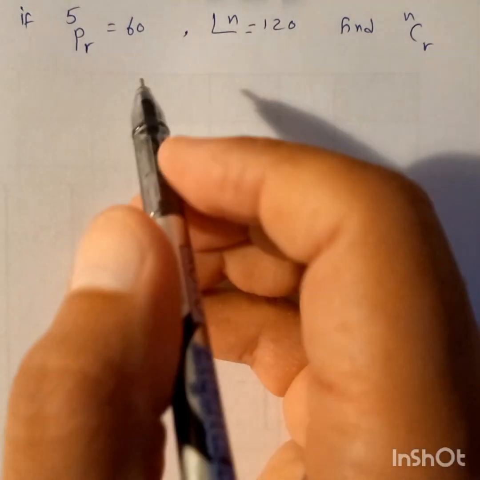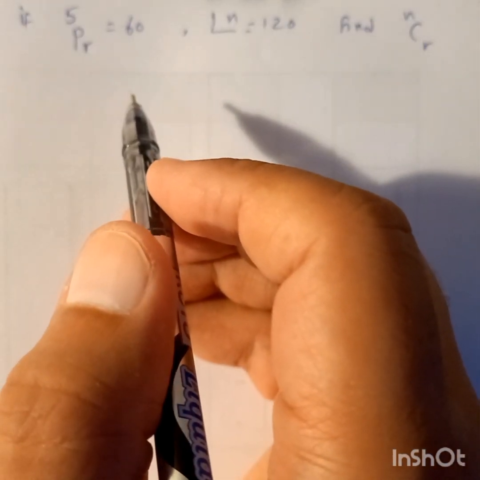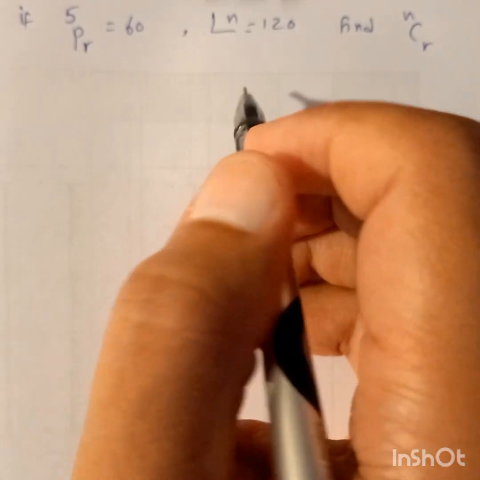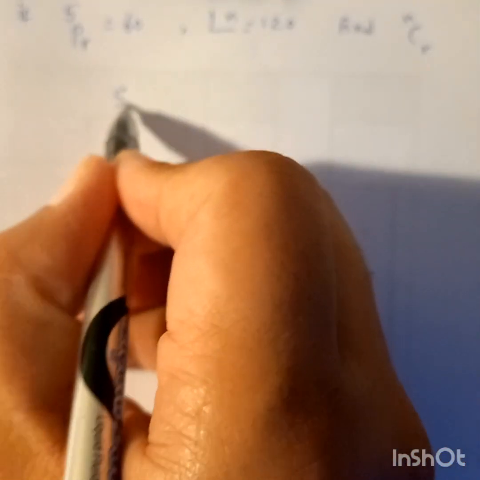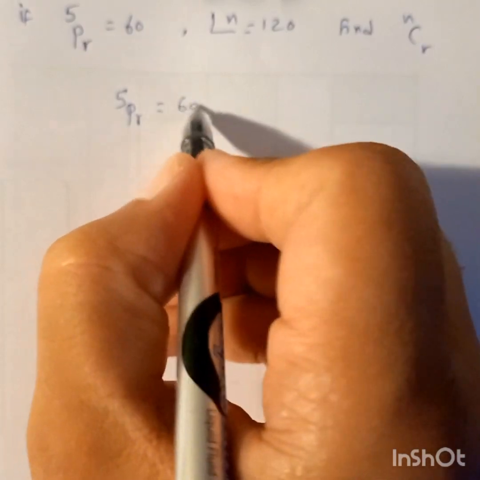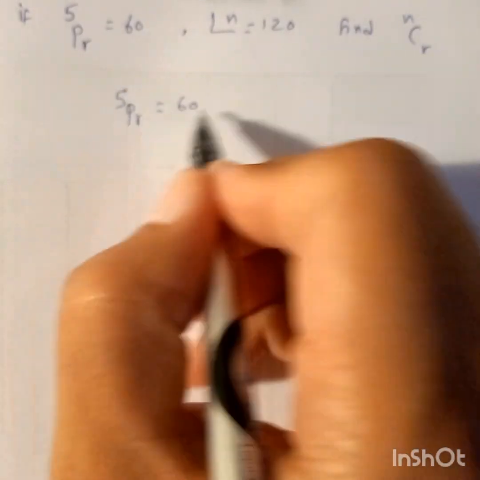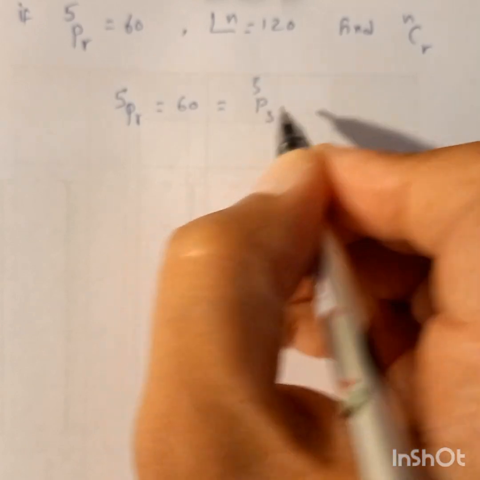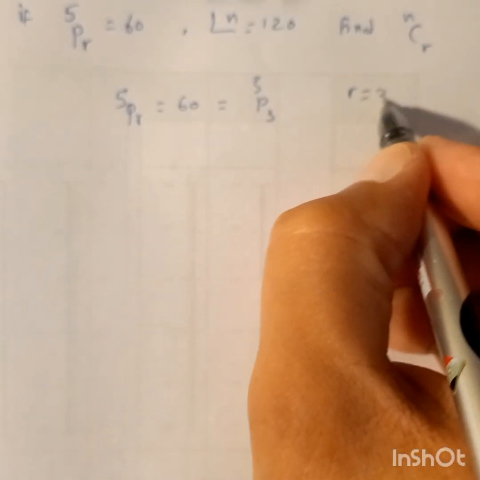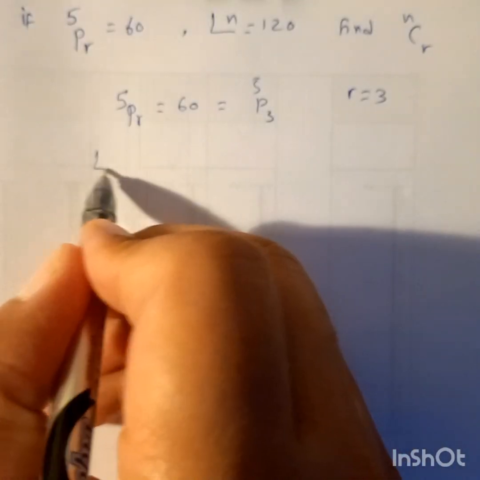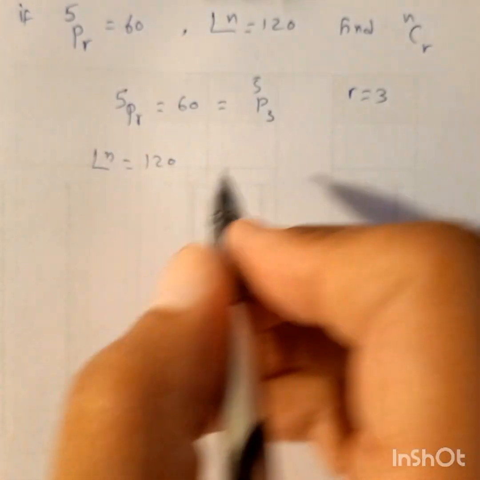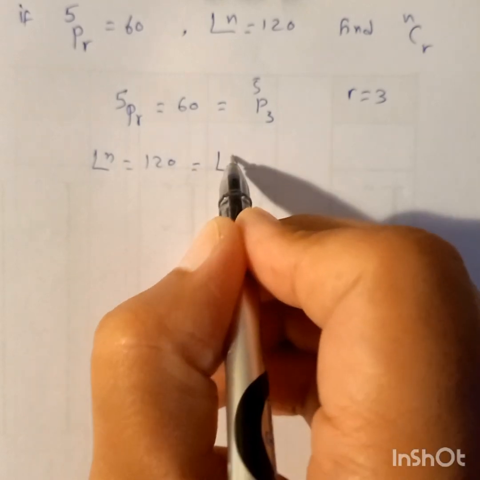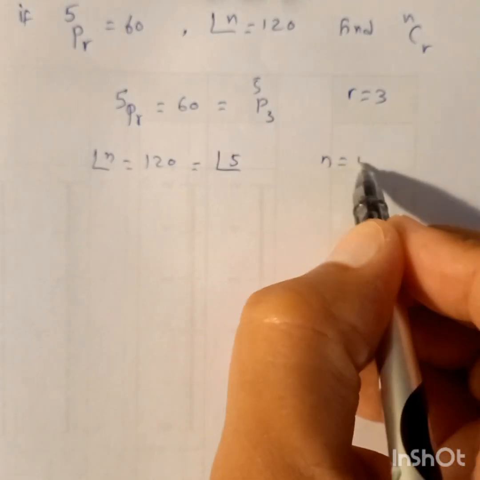We have another example. If 5Pr equals 60 and factorial of n equals 120, find nCr. Here we have 5Pr equals 60, and by using a calculator we can find 60 equals 5P3. Then we have r equals 3. Also we have factorial of n equals 120. By using a calculator we can find 120 is factorial of 5. Then we have n equals 5.